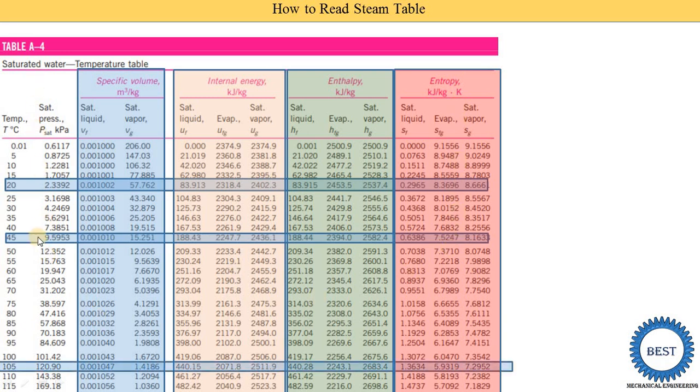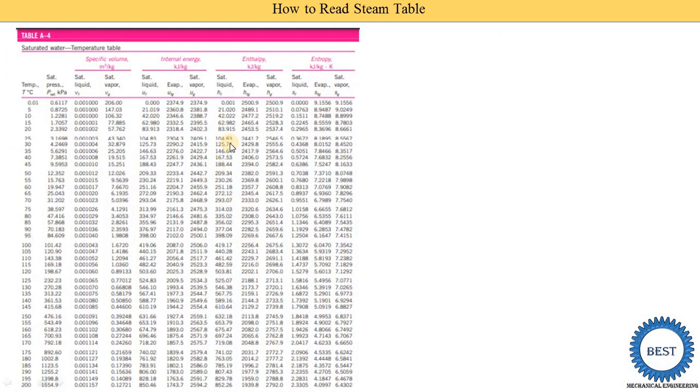Suppose you need to find the entropy of the liquid at 105. Here you follow these lines, and you see the saturated liquid entropy is 1.3634. So you can read any property. In the steam tables, the first page is given from 0.01 to 200.